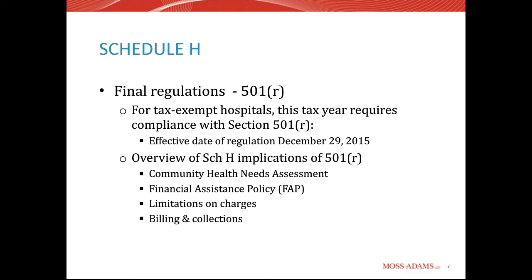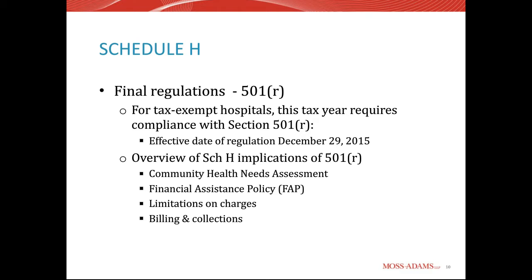The next item within the 501R regulations is the financial assistance policy. This also must be a written document. The regulations require the financial assistance policy to explain the different types of financial assistance that are available underneath the FAP, including the free and discounted care, and eligibility criteria for individuals to actually apply for the financial assistance.